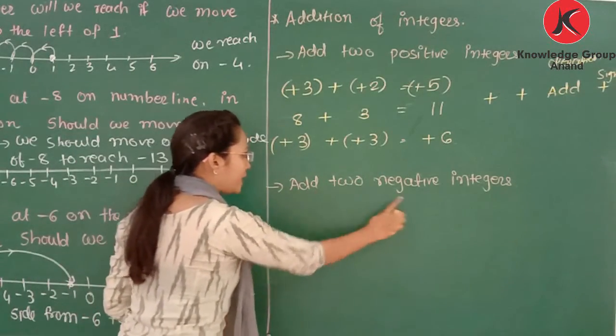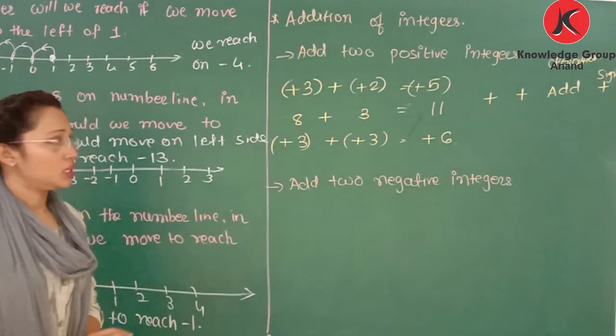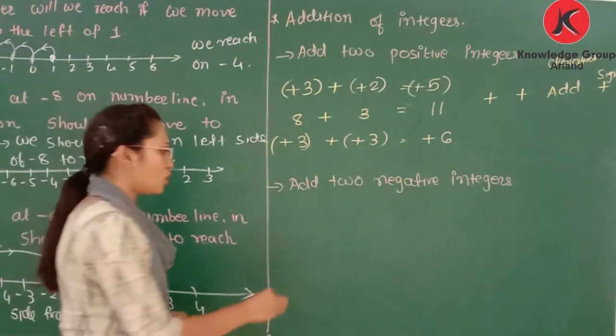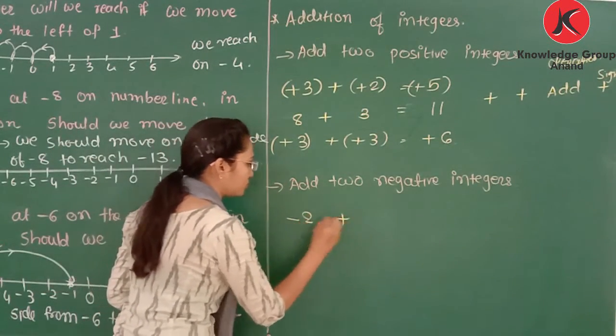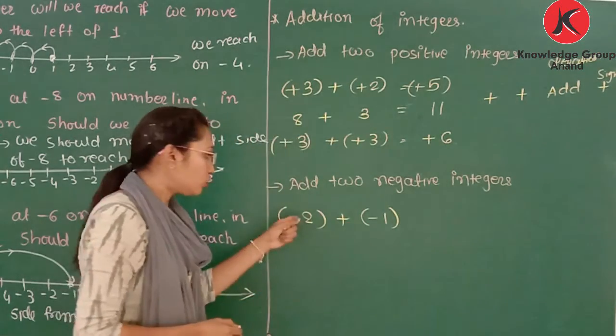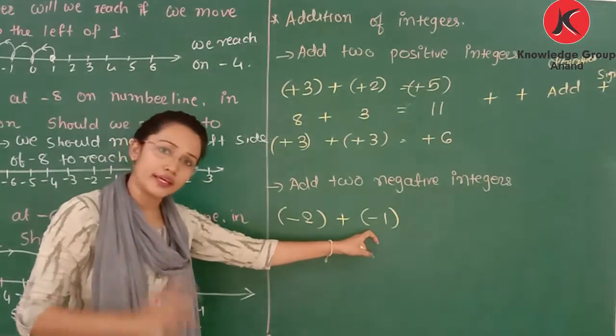Now add two negative integers. If instead of positive integers, negative integers are given. So if -2, this is a negative integer, and -2. Two numbers are negative, then again add the numbers.